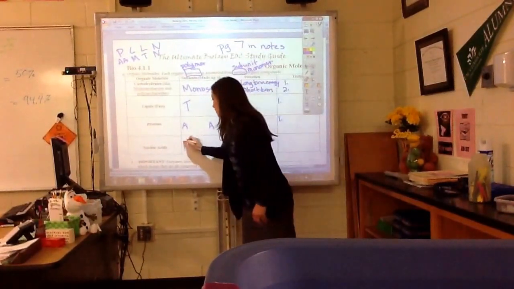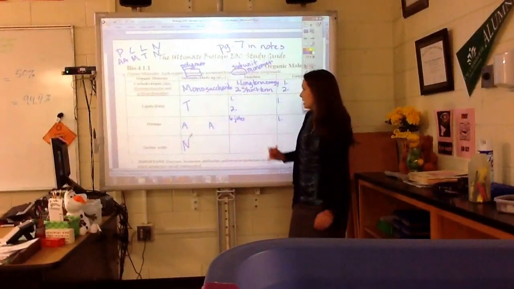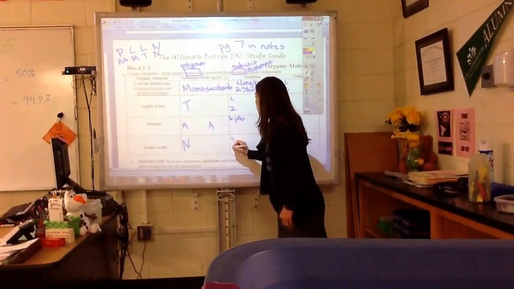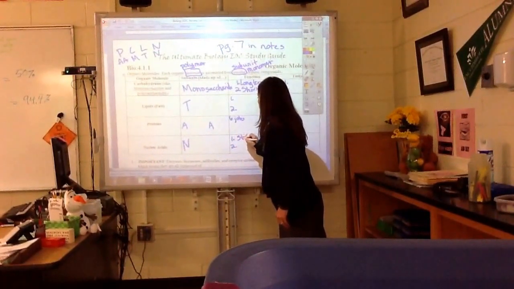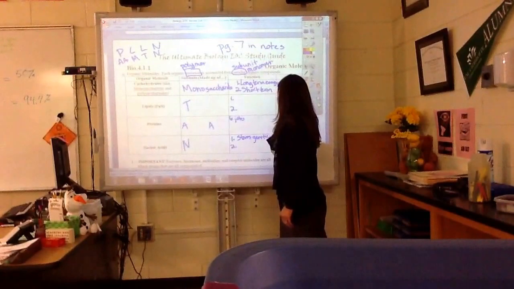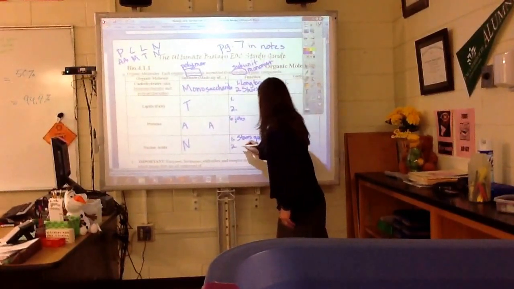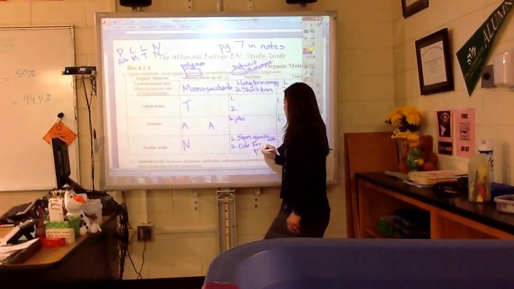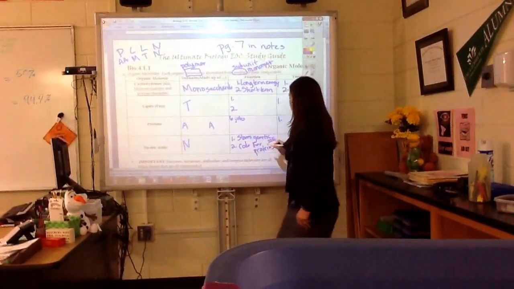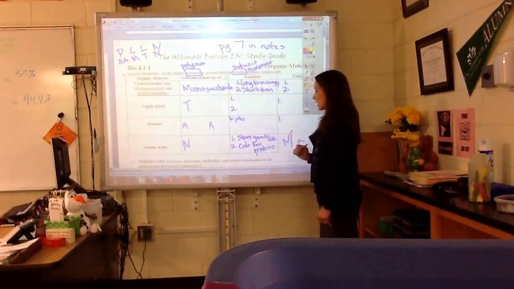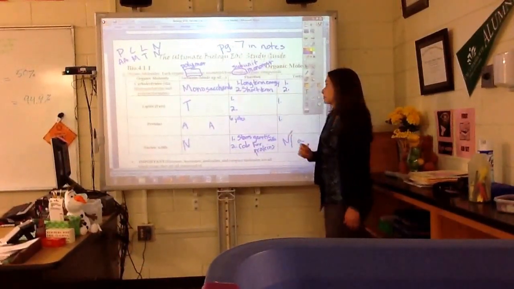Nucleic acids are made of, starts with the letter N. The function, there are going to be 2 functions. One of them stores genetic information. Is that DNA or is that RNA? And the other is to code for proteins. There are no tests for this, so we put NA for not applicable.